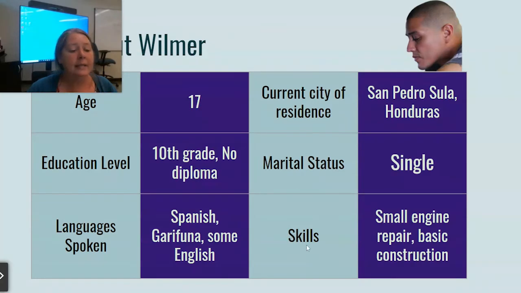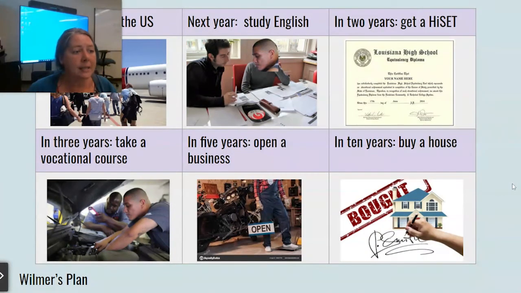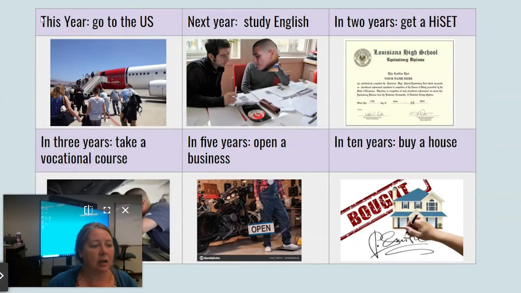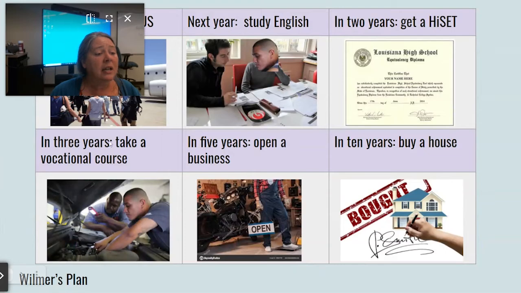He is single, and his basic skills are small engine repair and basic construction, right? But he wants to learn to do more. So he has a lot of goals. This year, he will go to the US. Next year, he will study English. In 2 years, he will get a high school equivalency diploma. In 3 years, he will take a vocational course. In 5 years, he will open a business. And in 10 years, he will buy a house.